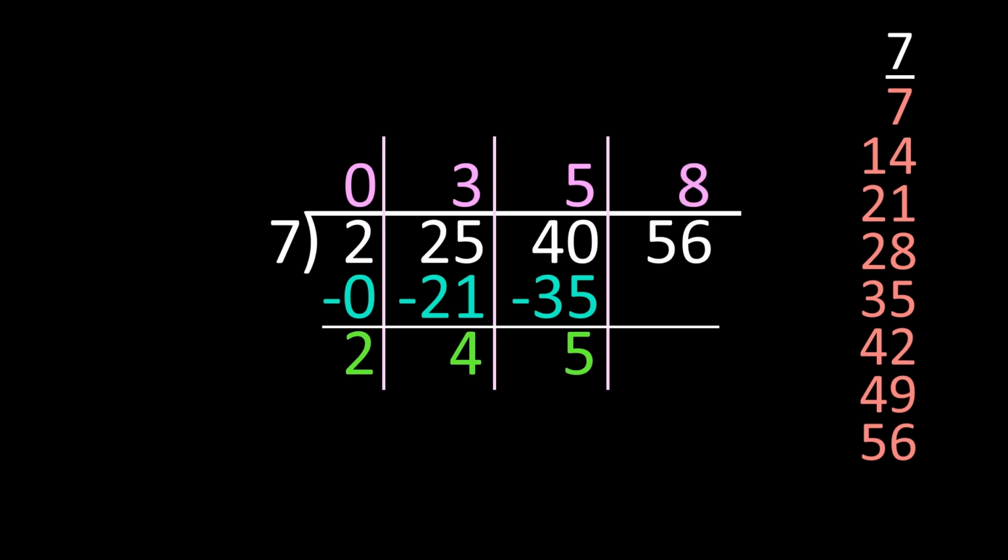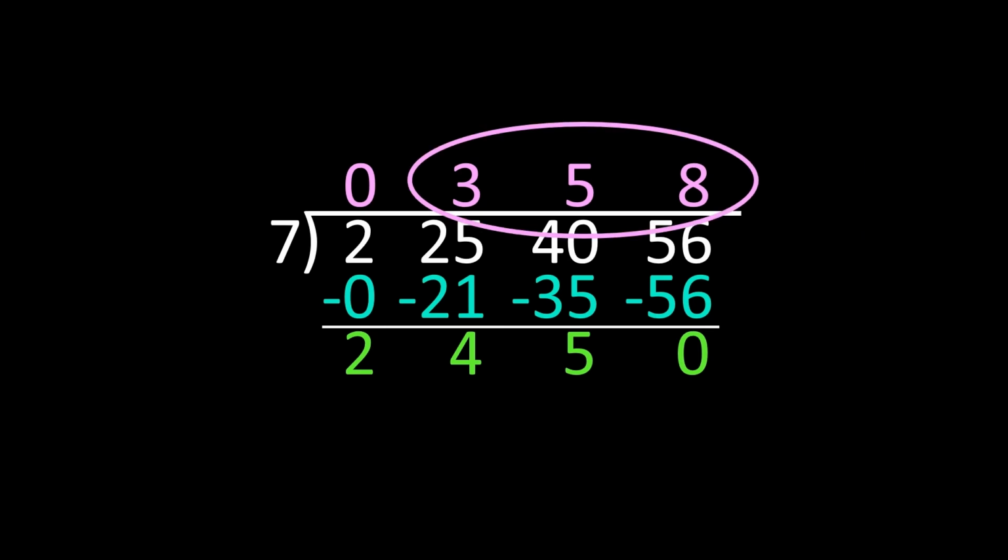So I've divided, now I multiply. 8 times 7, well, I've already done the work. 8 times 7 is 56, and 56 minus 56 is 0. So my quotient is 358.